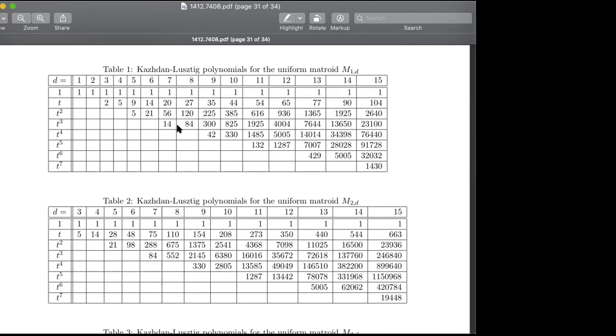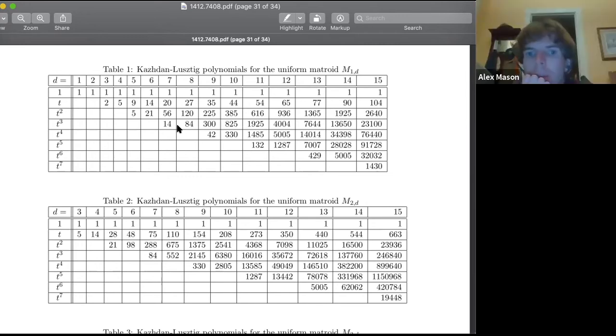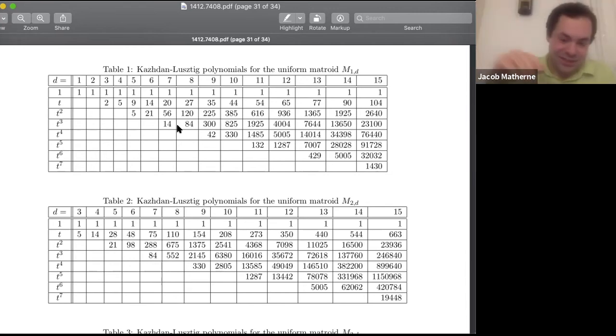Coefficients seem to be top heavy. Like unimodal, right? So they are top heavy. They do vaguely resemble binomial coefficients in some way. You mean the middle is? I mean the peak is not quite in the middle, but sort of farther.